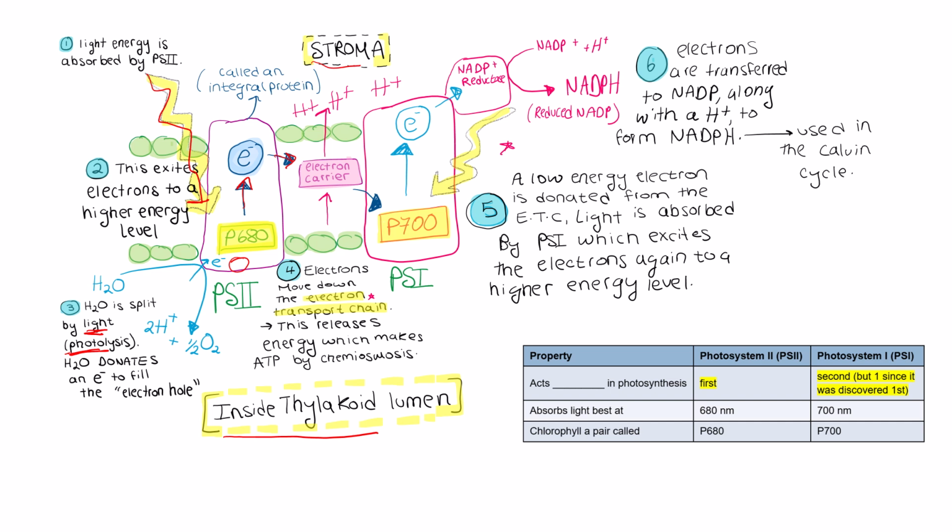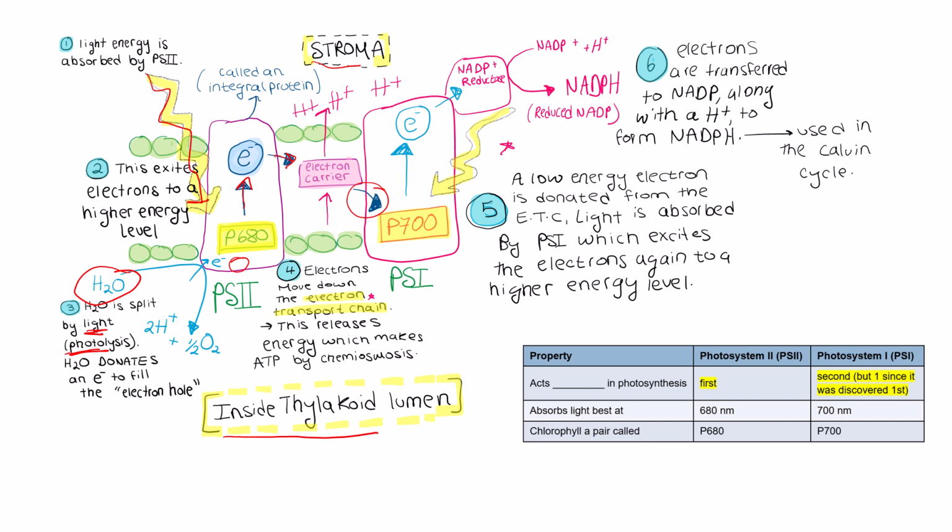I put a star next to the electron transport chain because there's a whole process that occurs in the electron transport chain, which I will explain in the next slide. So, as the electrons move down the electron carrier and the electron transport chain, the electrons are going to become weaker and have less energy. Remember over here how we have water donating the electrons? Over here we have a low energy electron which is donated.